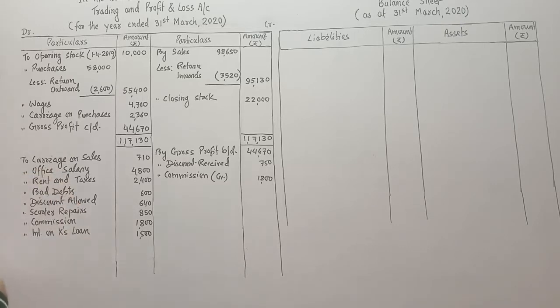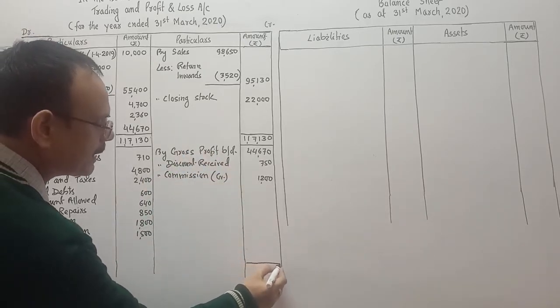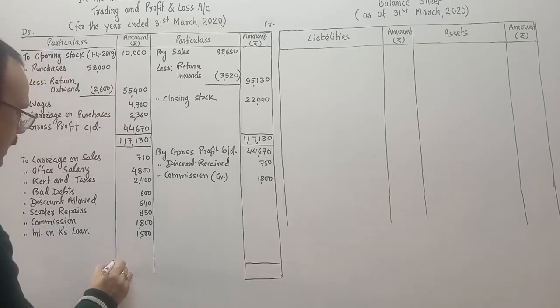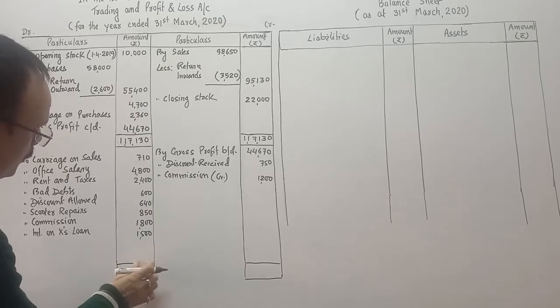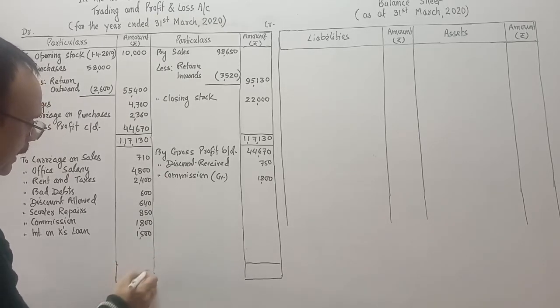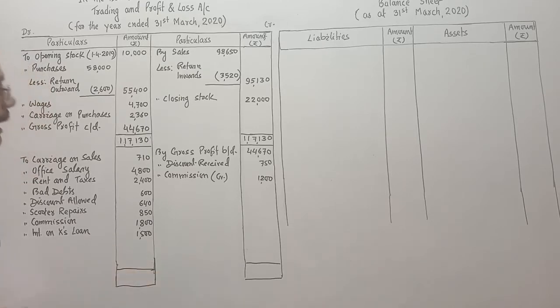Now what we'll do is find out the difference amount, and see which side is reflecting more, the credit side. So do the total of the credit side first, and thereafter we'll find out the difference of credit and debit, and that difference will be transferred to the capital account.